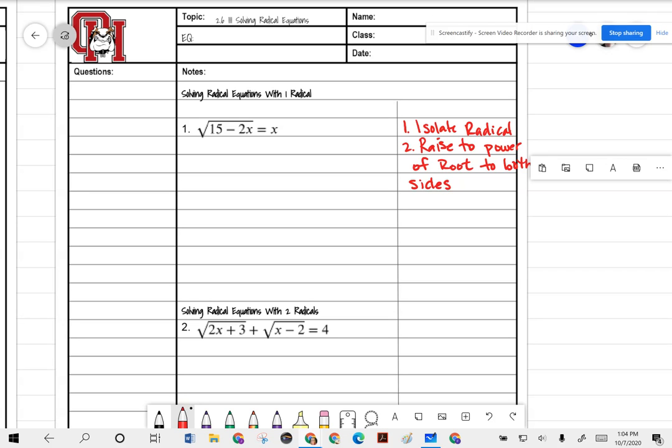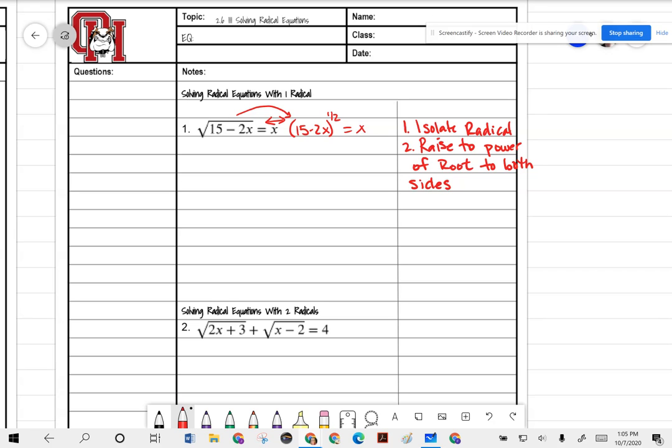But I want you to think about why we're doing that. So I want you to think about this as 15 minus 2x. And if I were to rewrite this without the radical, that would just be 15 minus 2x to the 1/2 power is equal to x. So these are the same thing, just rewritten. One has a radical and one has a rational exponent. So that is why you are doing number two, which says to raise it to a power of the root. And in this case, the root is 2.